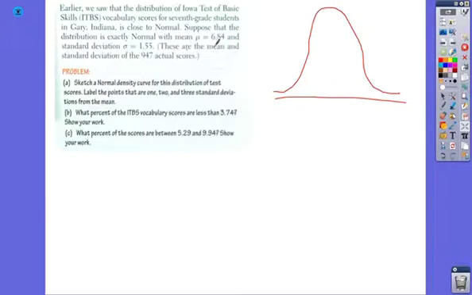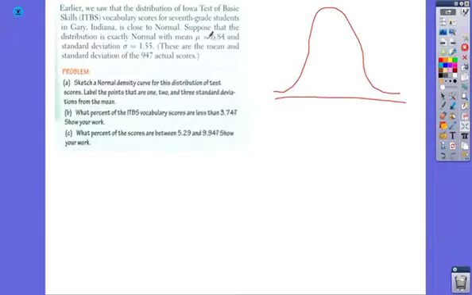Okay, anyway, so we've got our normal curve there, and it says suppose that the distribution is exactly normal with the mean mu equal to 6.84 and a standard deviation sigma equal to 1.55. These are the mean and standard deviation of the 947 actual scores. So it says in part A, sketch a normal density curve that has a distribution of test scores. Label the points that are 1, 2, and 3 standard deviations away from the mean.